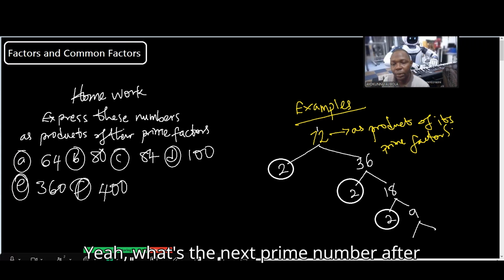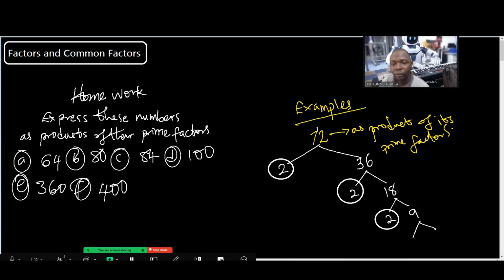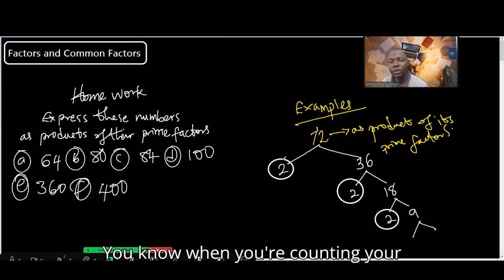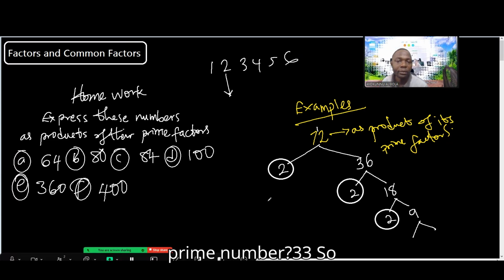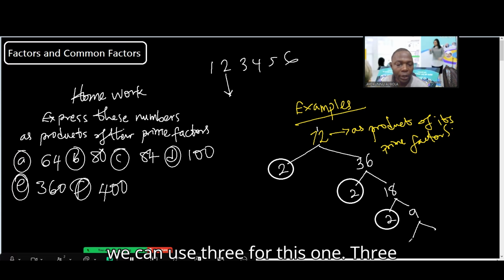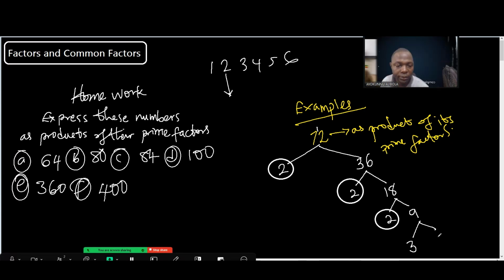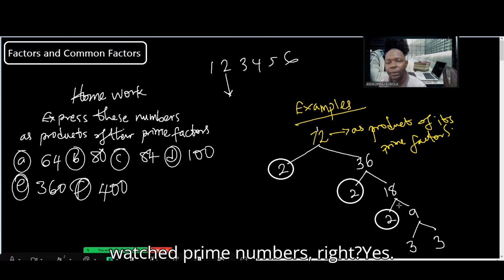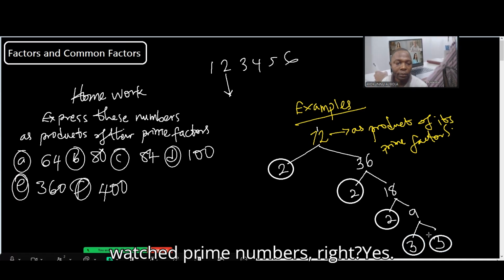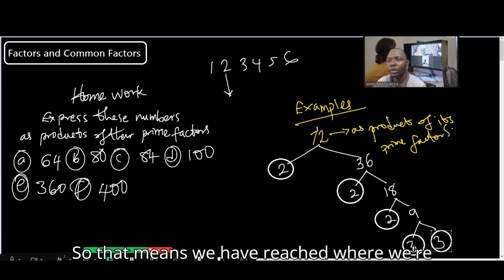What's the next prime number after 2? When you're counting your numbers, one, two, three, four, five, six. After 2, what's the next prime number? 3. So we can use 3 for this one. 3 times what? 3 times 3. So both of them are what? Prime numbers, right? So that means we have reached where we're going.